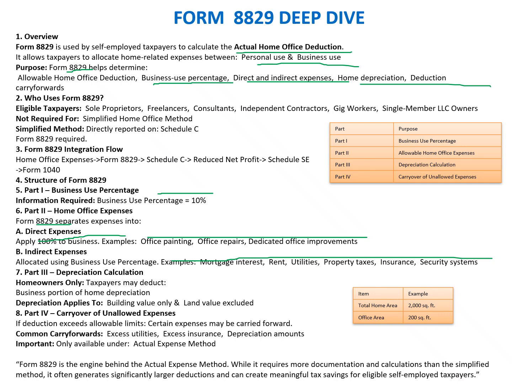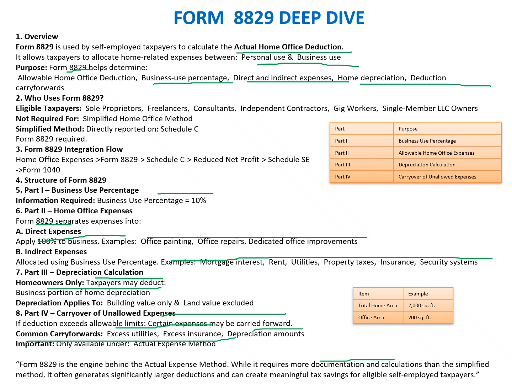Part three is the depreciation calculation. Homeowner taxpayers only may deduct the business portion of the home depreciation. So a portion of the total depreciation, with the percent allocation applied, this is the calculation that was done above, and the depreciation would be applied to that allocation percentage to calculate the total depreciation that can be claimed. And the last one is the carry forward of the unallowable expenses. If the deduction exceeds the allowable limits, certain expenses will be carried forward. Common carry forwards are excess utilities, excess insurance, and depreciation amounts. Importantly, this is only available under the actual expense method. If somebody is claiming the simplified method, then these actual expenses cannot be claimed. So Form 8829 is the engine behind the actual expense method.